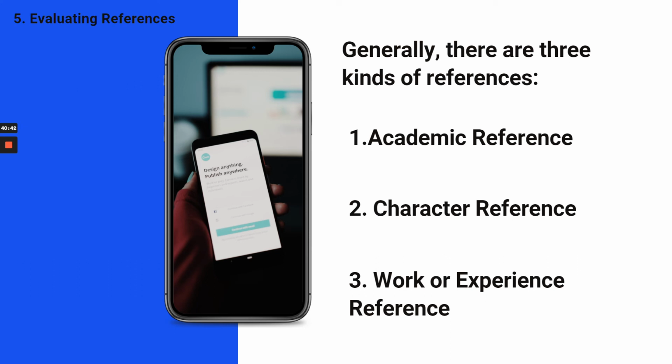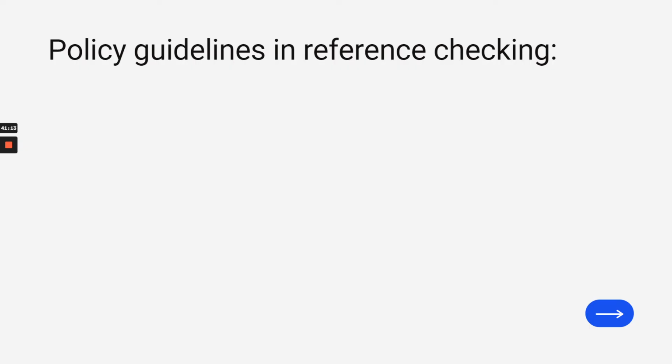So those are the references that you have to look for. It depends on whether the applicant has experience. It is either an academic reference and character reference that you look for if they have no experience or are a new graduate, or a character reference and work experience reference if they have experience. It can also be a combination. Then there are policies or guidelines in checking references that you should follow.